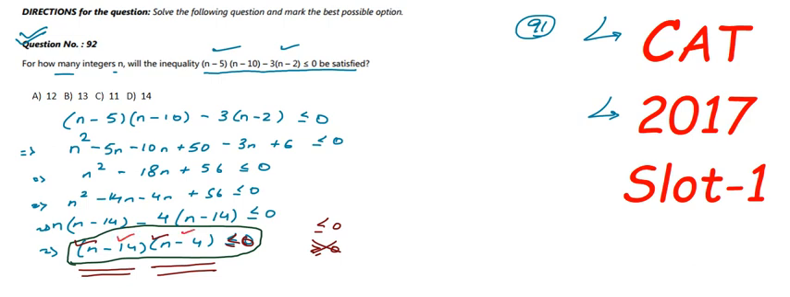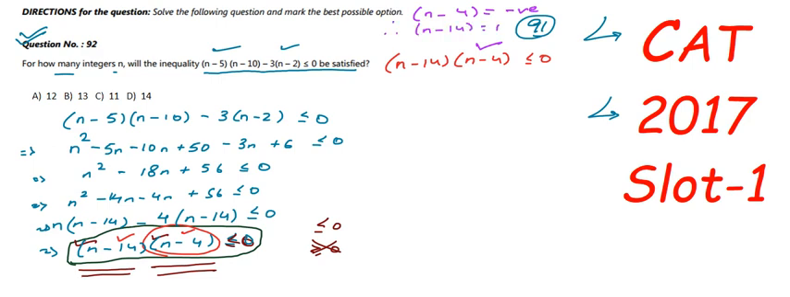So let me write this here: (n minus 14)(n minus 4) less than or equal to 0. Let us first consider n minus 4 to be a negative number. If n minus 4 is a negative number, therefore we need n minus 14 to be a positive number. So let's check, is it possible here?